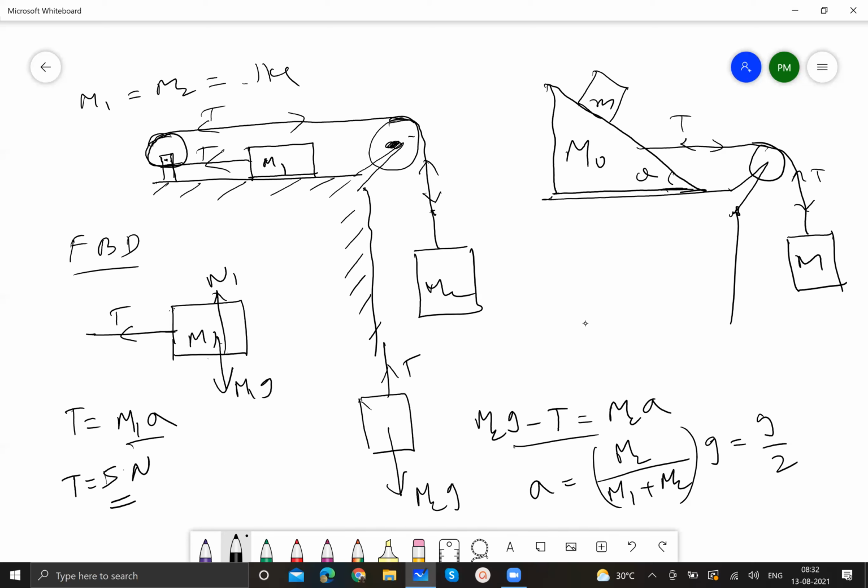So the free body diagrams, respectively, are for the hanging block. We'll be getting mg minus T equal to ma. And for this block on the wedge, the normal reaction will be like this. So we'll be resolving it into components, and we'll get N sine theta equal to ma, and N cos theta equal to mg.